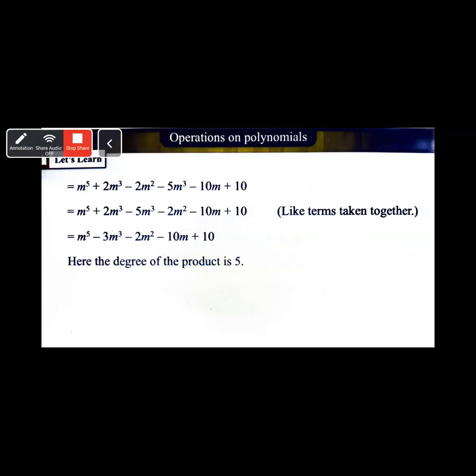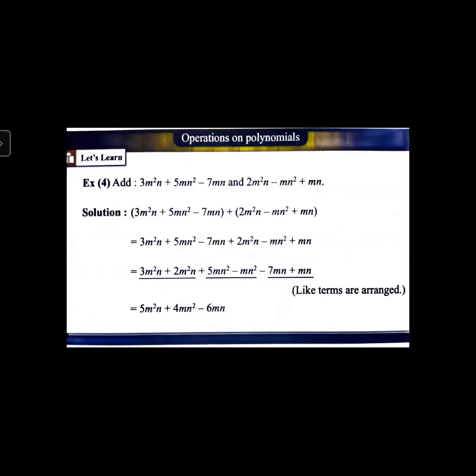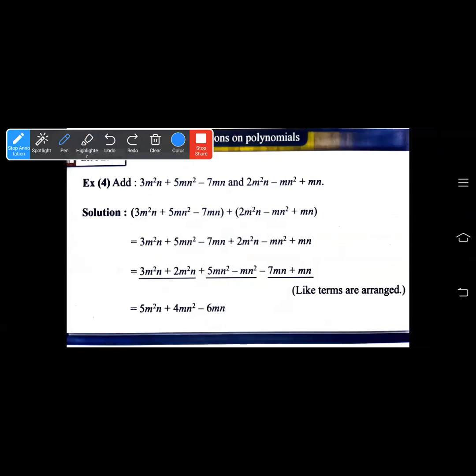Now let's proceed to the next sum. Example number 4 on page number 41. Some operation of addition is there. 3m square n plus 5mn square minus 7mn should be added with 2m square n minus mn square plus mn. So first of all, write both the polynomials in round bracket and put addition in between.